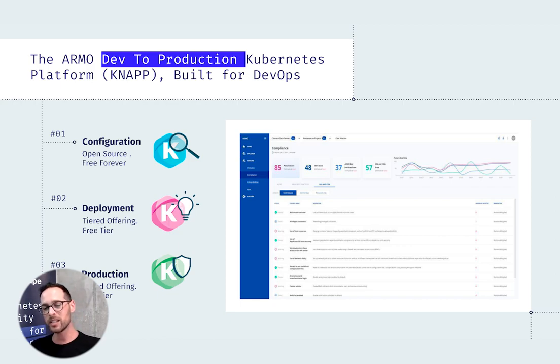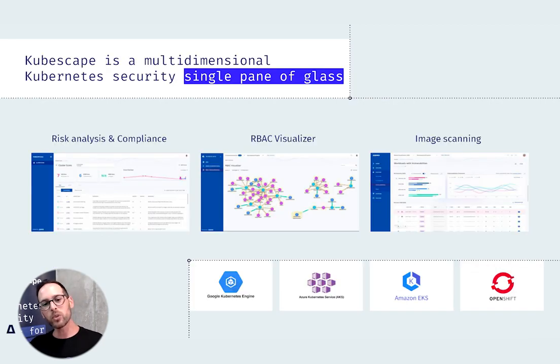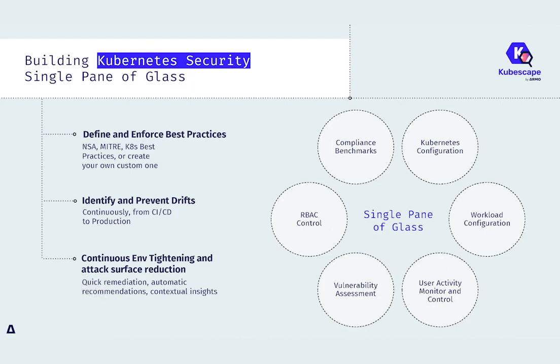Kubescape offers not only CI/CD phase scanning, but also continuously scans your environment, so if anything changes, you'll be aware of that. And Kubescape is a multidimensional Kubernetes single pane of glass for everything related to misconfiguration scanning, security analysis and compliance, risk scoring, image vulnerabilities, and the RBAC visualizer. The single pane of glass is actually taking the things that could go wrong and collecting them together to enable you to enforce and define your environment based on the best practices and pre-built frameworks that we provide. It enables you to detect and prevent drifts continuously, and of course, we also suggest the remediation needed.